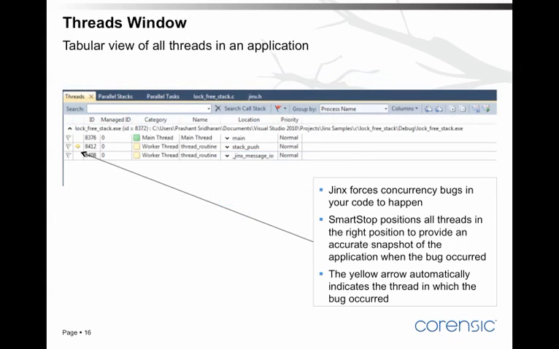The Threads window is an old standby in Visual Studio that's been augmented and provides a tabular view of all threads in your application. Again, when Jinx forces concurrency bugs in your code to happen, it positions all the threads inside the thread window in the correct position so that you can get an accurate snapshot of your application and where the bug occurred. And the yellow arrow, once again, automatically indicates the thread in which the bug occurred.